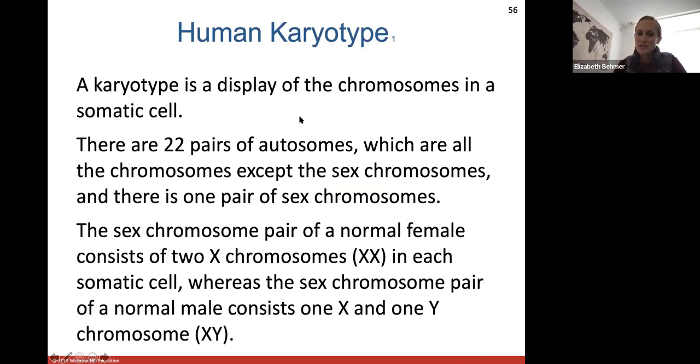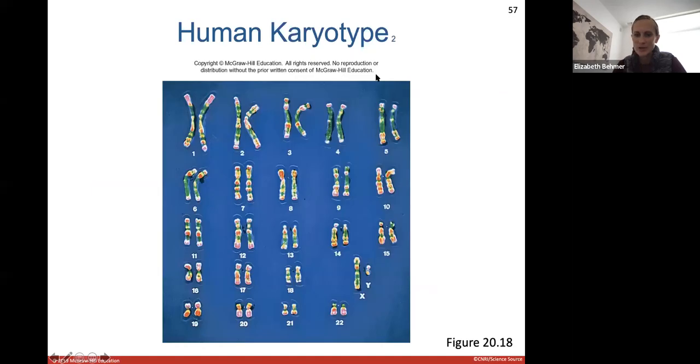The sex chromosome pair of a normal female is XX, whereas the sex chromosome pair of a normal male is 1 X and 1 Y. And again, we can run into some issues, which we'll talk about too. So here we have the human karyotype, which displays the chromosomes. Each chromosome is kind of a pair, and you can see there's 22 kind of normal autosomal chromosomes. And then the 23rd pair will be the sex chromosome. And this is a male, because it's an XY, and a female would be XX in this 23rd sex chromosome pair.